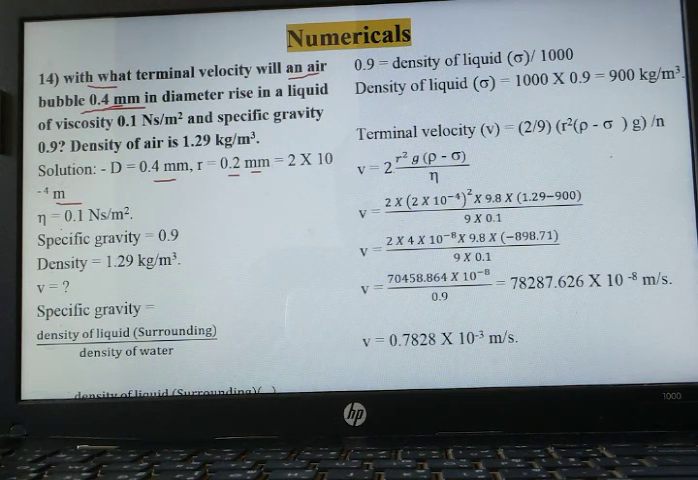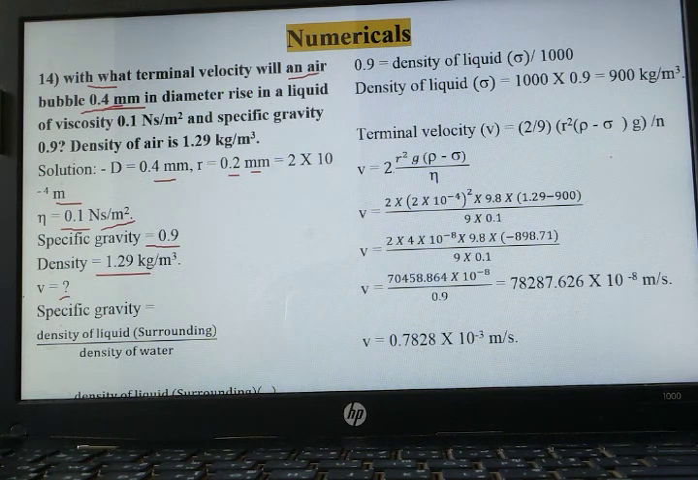Coefficient of viscosity of liquid has been given, that is 0.1 Newton seconds per meter square. Specific gravity has been given, that is 0.9. Density of air has been given, that is 1.29 kg per meter cube. Velocity we have to find out. What we have to find out? Terminal velocity.